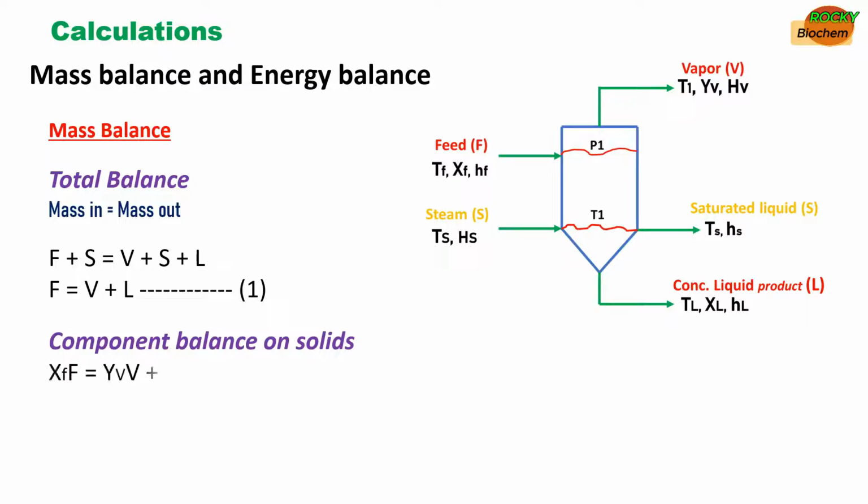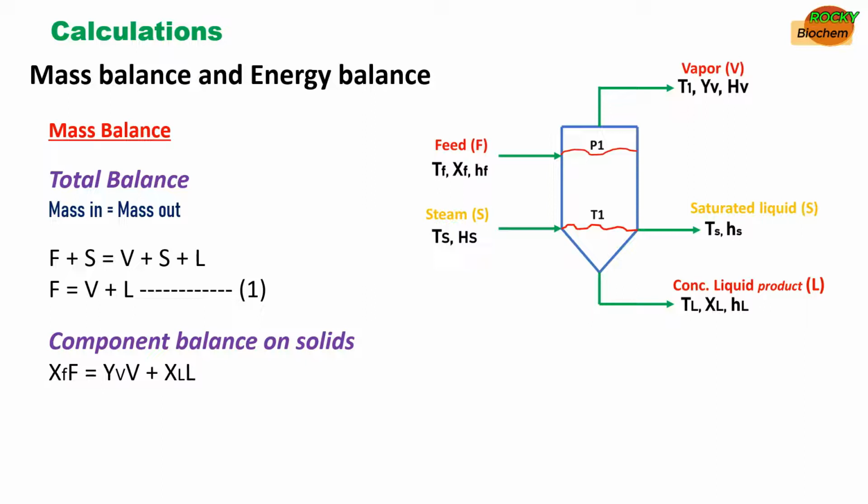If you want to perform component balance, it is just a matter of picking your total balance equation and multiplying each term by the respective percentages of the solids in them. So we multiply the percentage of solids in the feed, and it should be equal to the percentage of solids in the vapor plus the percentage of solids in the liquid product. That gives us the component balance equation. You pick the total balance equation, and then multiply each of the various factors by their respective percentages of the component under consideration.